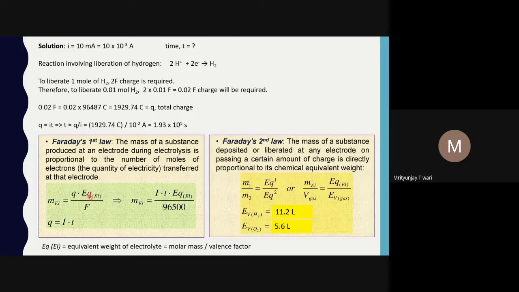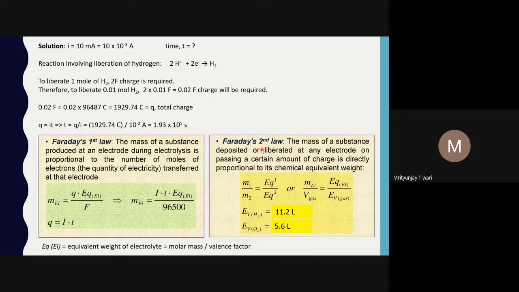This EQ is what? The equivalent weight. Some people also represent it as E, so it depends on whatever notation you follow. We have followed EQ here, EL meaning electrolyte. So this F is what? The Faraday constant, which one can use approximately as 96,500. And Q is equal to I into t. So I into t, this equivalent weight divided by this value, one can use.